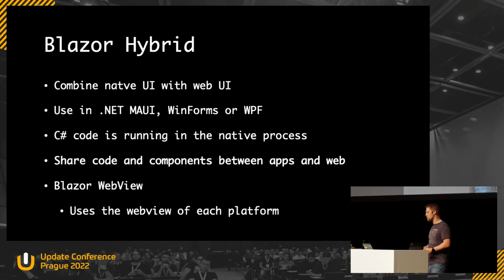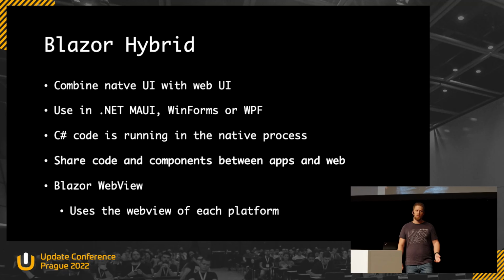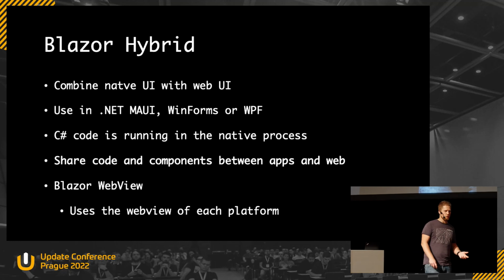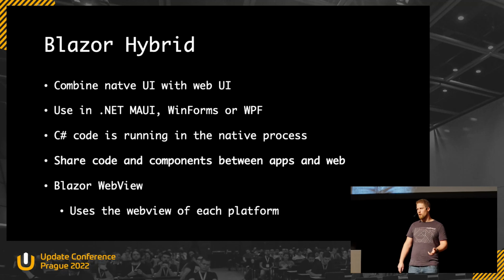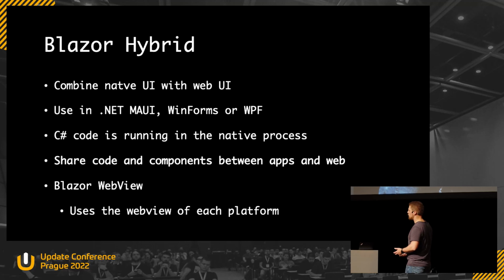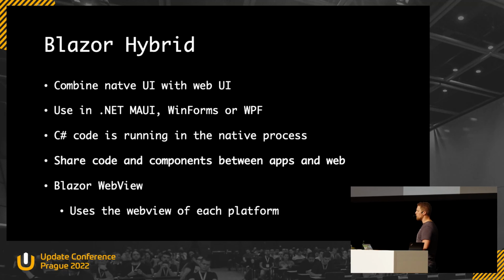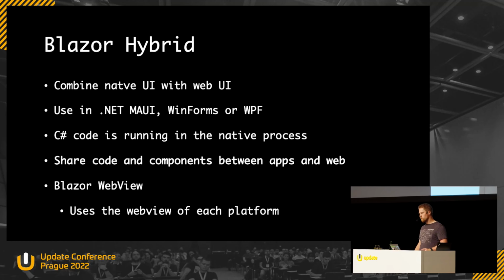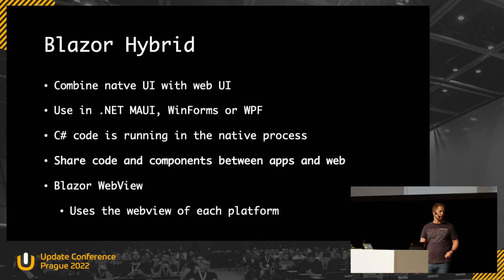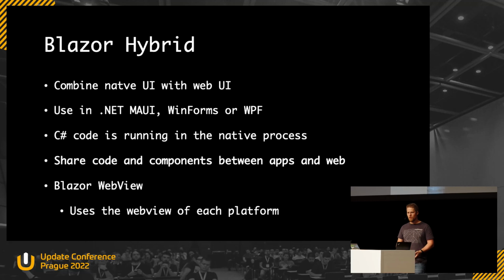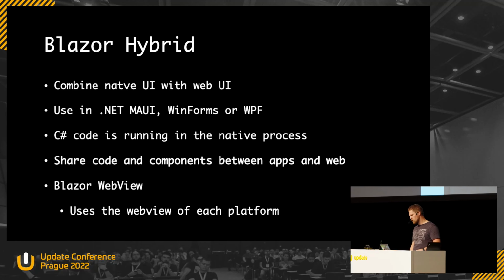And it will use the web view for each platform. So if you run it on iOS, it will use WebKit. If you run it on Android, it will use Chromium. It's not like with Electron, where they ship the web view or web engine with all the apps. And that makes the footprint of the apps much smaller. So I think that is a good thing. Otherwise, Electron is a very similar way of thinking, but this is with .NET and not with JavaScript.